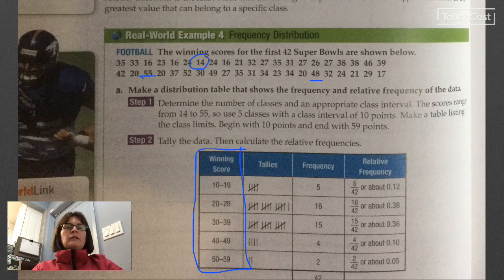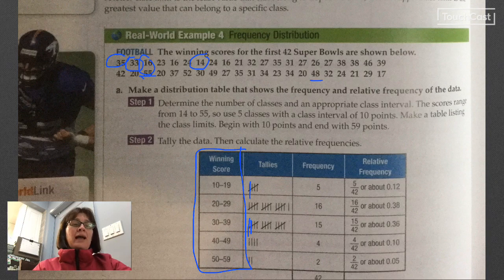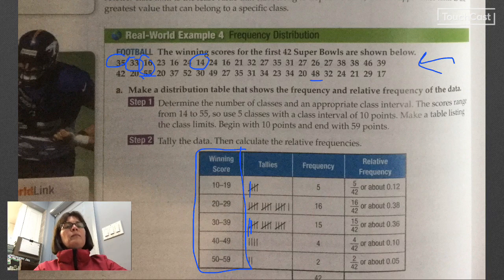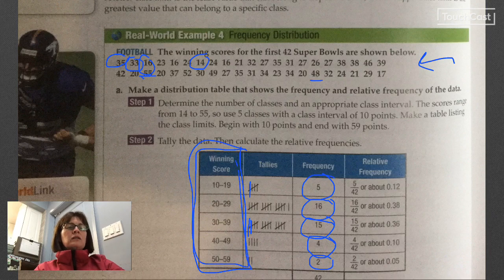Then I would walk through the list and say, okay, the first score was 35, so I'd put a tally in the 30s. The next score was 33, so I'd put another tally in the 30s. And 16, I'd put my tally mark here in the 10s. I would keep going until I'd made a tally mark for each score in my data set. Once I do that, I can count up those numbers. This column combined with this column is like what I had in that first example we started with. This is our frequency table.